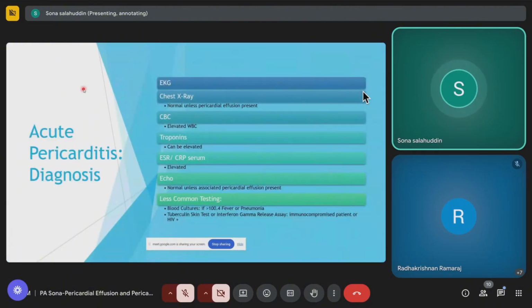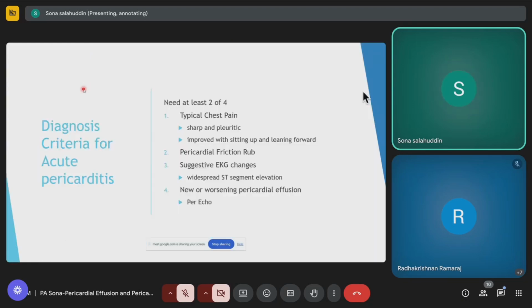And then how to diagnose it. So again, a chest x-ray will be normal unless there's also a pericardial effusion. And then you'll have lab work. You'll do CBC, troponins, ESR, and CRP, and you'll have elevated results for those. The echo, again, will be normal unless there's an effusion. And then less common testing, and it's more done in the hospital setting, is blood cultures if they have a fever or pneumonia, and then a TB skin test if they're immunocompromised or they have a history of HIV.